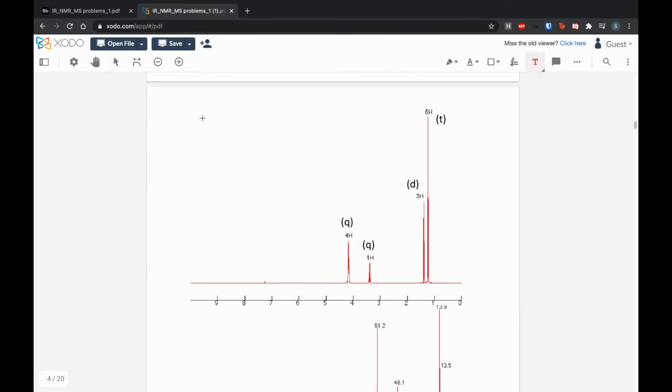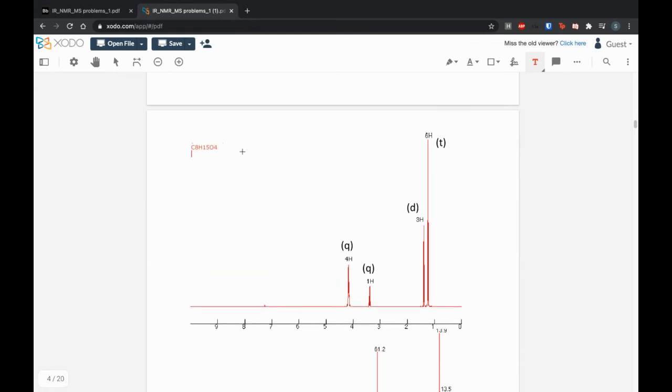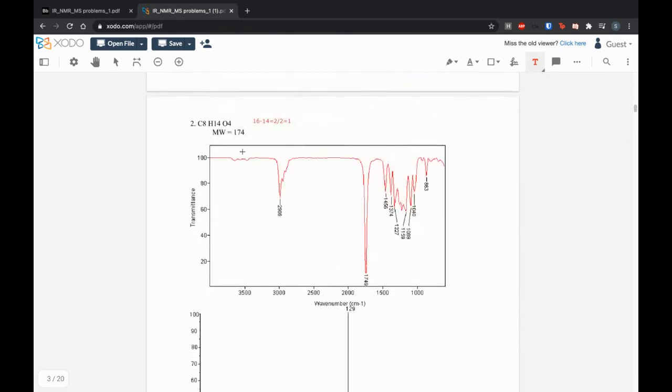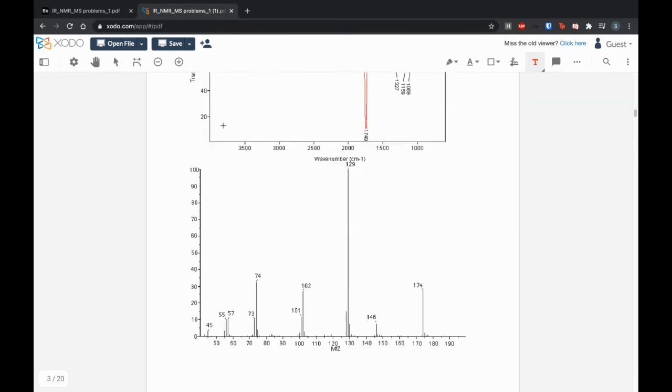So I'm going to rewrite the formula. So C8H14O4, I believe. Let me double check. C8H14O4. Okay.